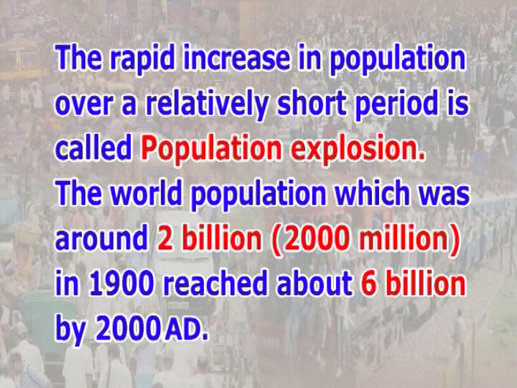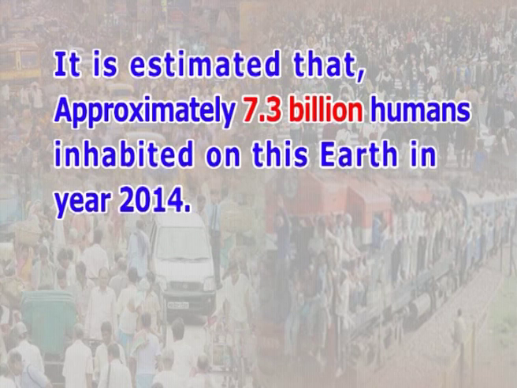The rapid increase in population over a relatively short period is called population explosion. The world population, which was around 2 billion, that is 2000 million, in 1900, has reached about 6 billion by 2000 AD. It is estimated that approximately 7.3 billion humans inhabited this earth in the year 2014.